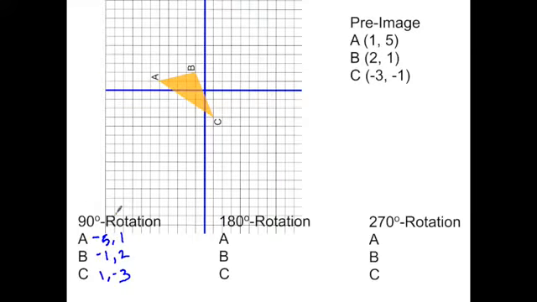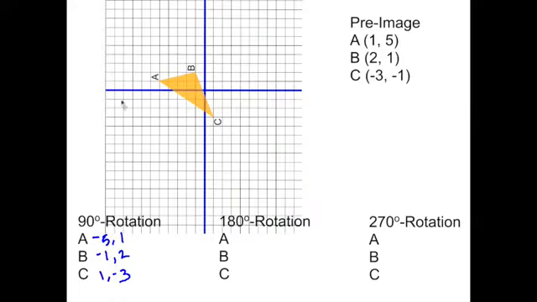Okay? If you remember our rule from the beginning, we switched the x and the y's, and we made the y coordinate the opposite of whatever sign it was originally. So let's see if that actually happened. We originally started with (1, 5). If we make this the opposite sign, so -5, pull it up front, and then put the 1 back here, we now have this coordinate, don't we? So the rule works.